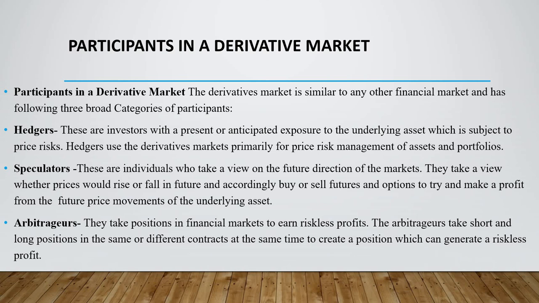Arbitrageurs take positions in a financial market to earn riskless profit. The arbitrageurs take short and long positions in the same or different contracts at the same time to create a position which can generate a riskless profit. So basically, to earn riskless profit, arbitrageurs take financial decisions. So these are the different participants in the derivatives market. With this we have completed this unit as well as the syllabus of investment management.